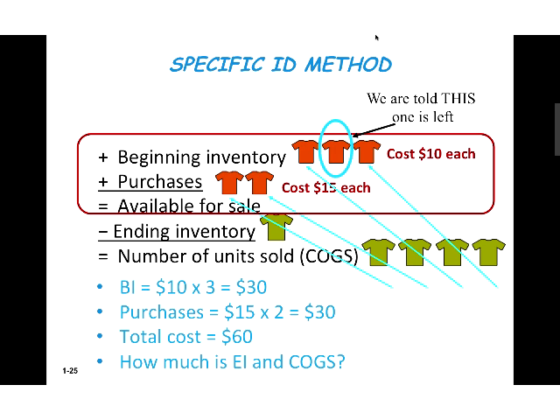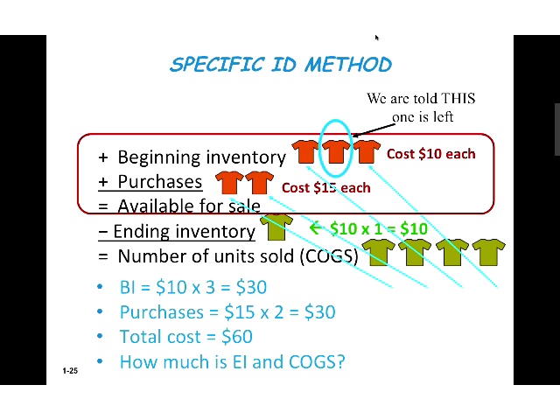Now, specific identification tends to be the easiest one to answer how much is ending inventory and how much is cost of goods sold, because we're told which units are left. Next to ending inventory, we have 1 unit left at $10 because that's what it cost. It was in that beginning inventory. So 1 unit at $10, that's our value of ending inventory.